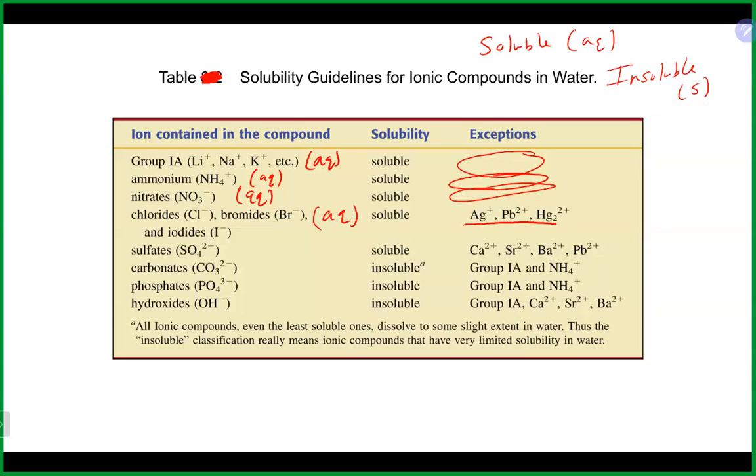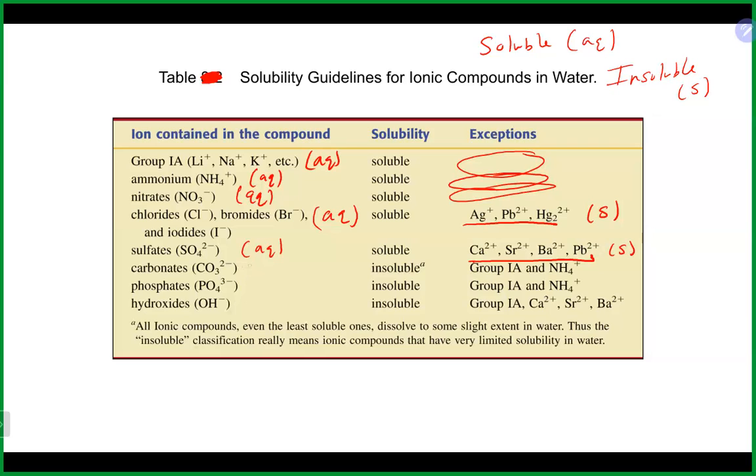But there are some exceptions. If you have either chloride, bromide, or iodide, and they're hooked up with silver, lead, and mercury 1, if they're hooked up with any of those three, they will not be soluble. They will be the opposite, which means they will be insoluble, and they will form a solid. If you look at sulfates, sulfates are typically soluble, except for these guys, which means if you have any of these guys with sulfate, they will be insoluble and be a solid. They'll be the opposite.